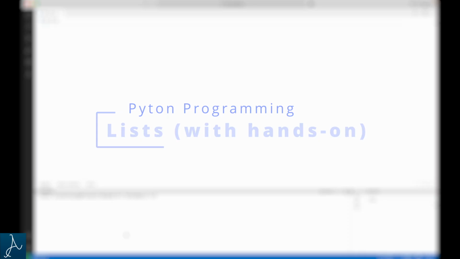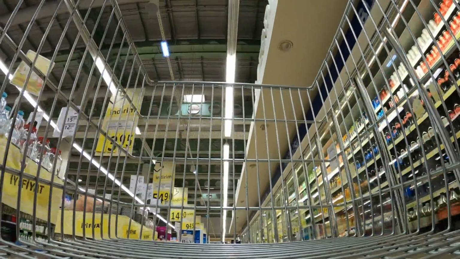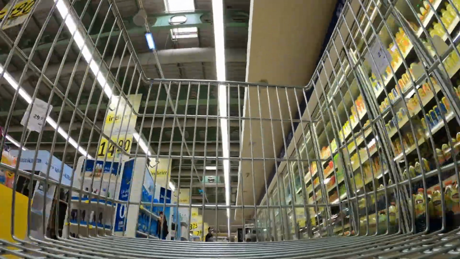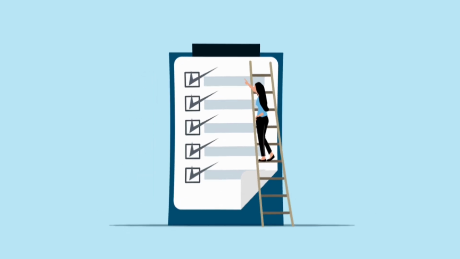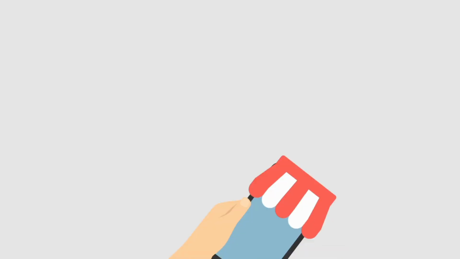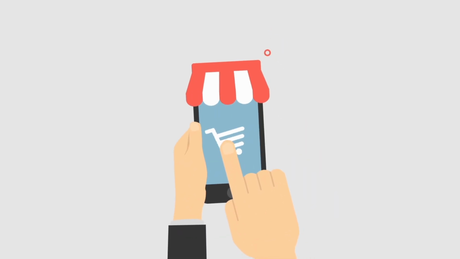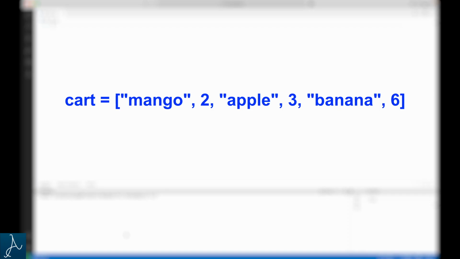Let's dive in. Imagine you are building a grocery shopping app. When a user adds an item to their cart, you need a place to store all those items. This is where a Python list comes in. We can create a list called cart and add the items the user wants to buy. From there on, we can loop through the list to display the items, to remove something if they change their mind, or even calculate the total bill. For example, it might look like this on a screen.